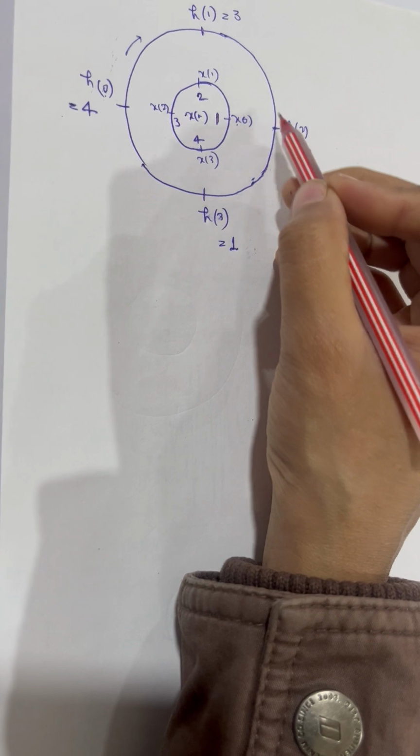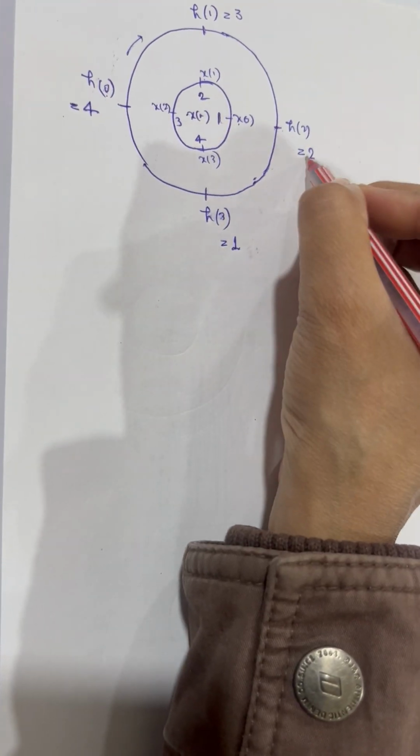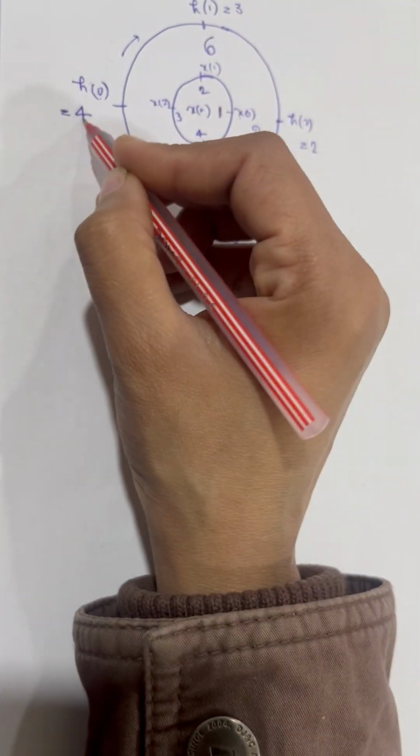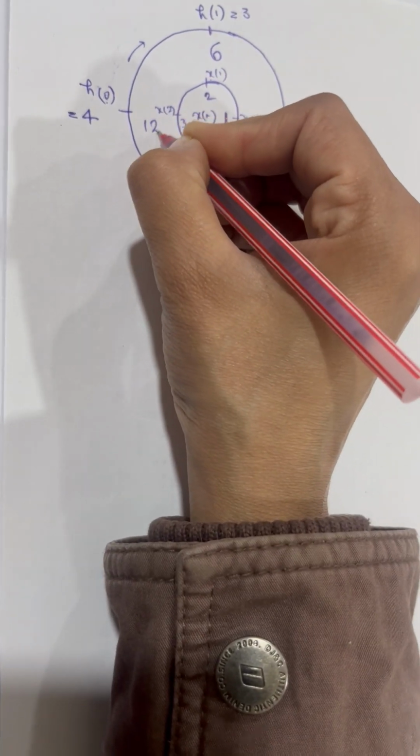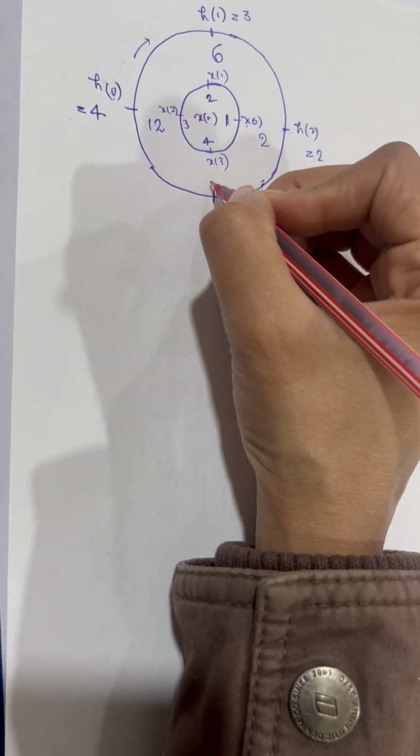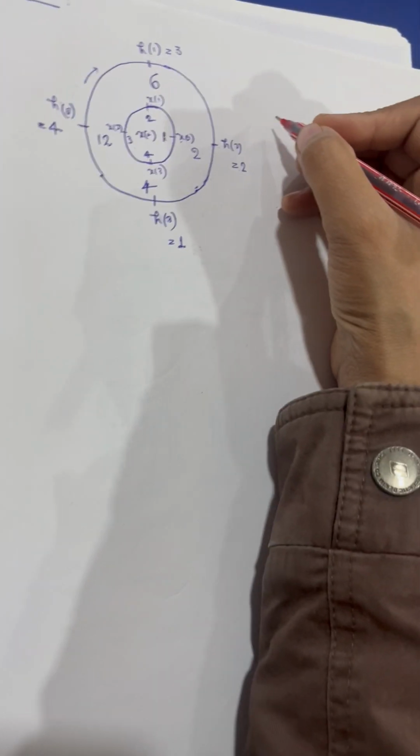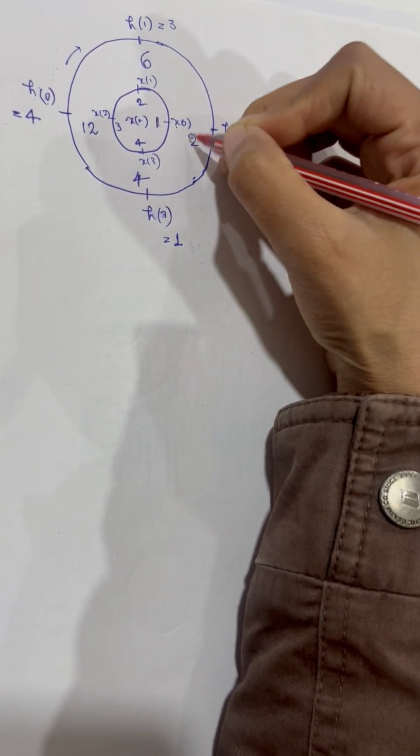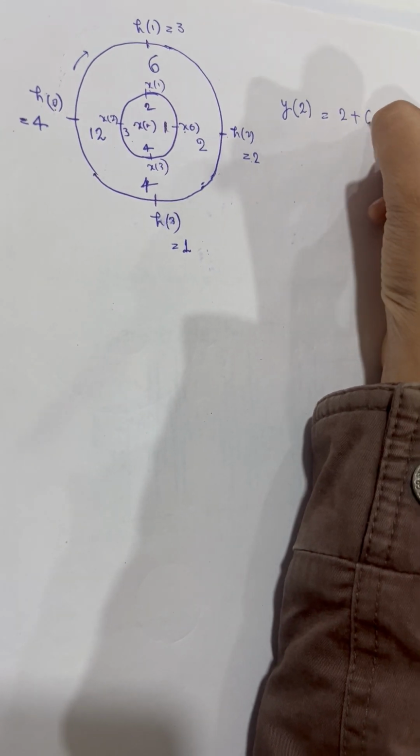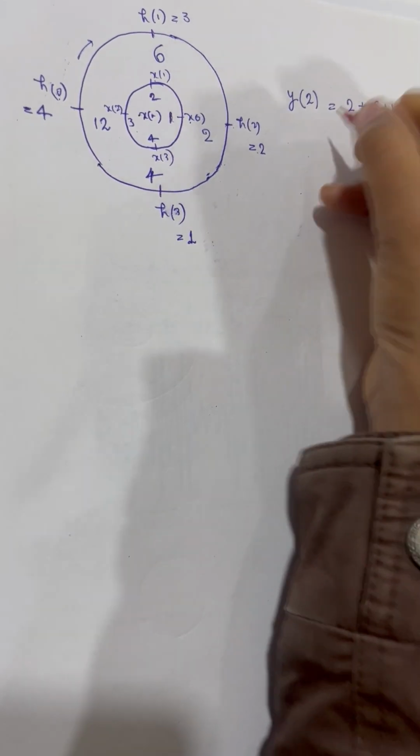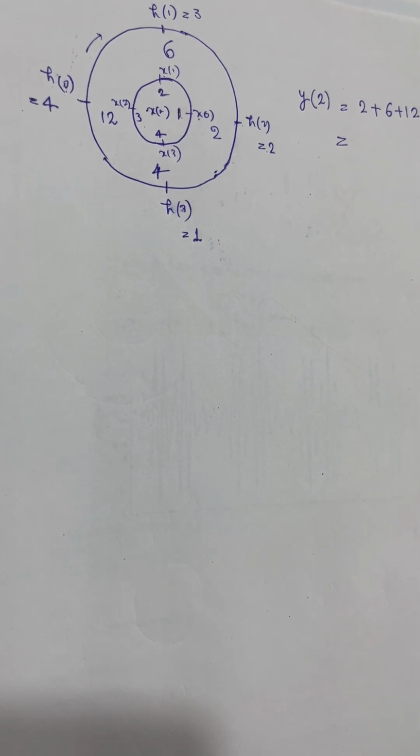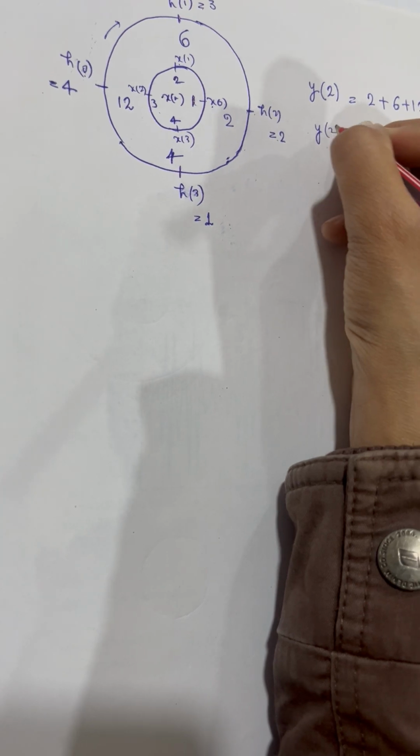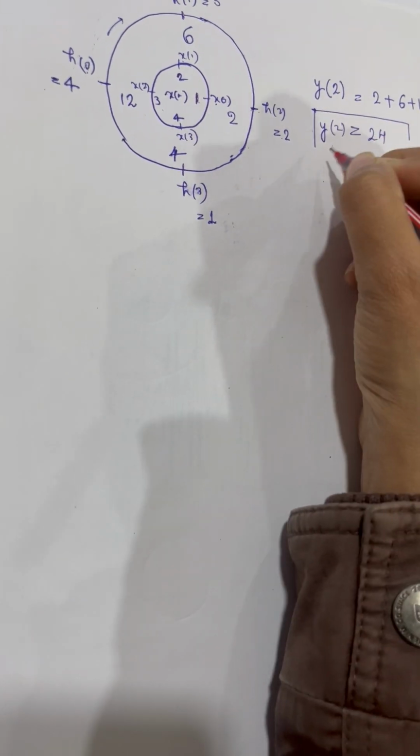Again convolve these two sequences. 1 multiplied with 2 we get 2, 2 multiplied by 3 we get 6, 4 multiplied by 3 we get 12, 4 multiplied by 1 we get 4. Now we get the value of y2. The sum of these convolved terms is 2 plus 6 plus 12 plus 4, which is 24. So y2 is 24.